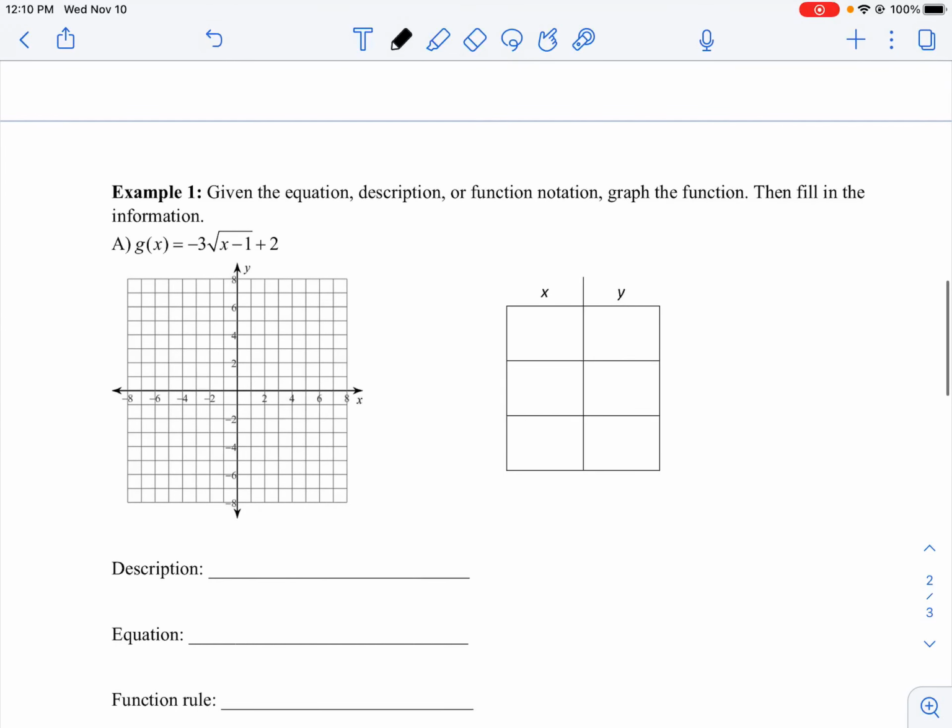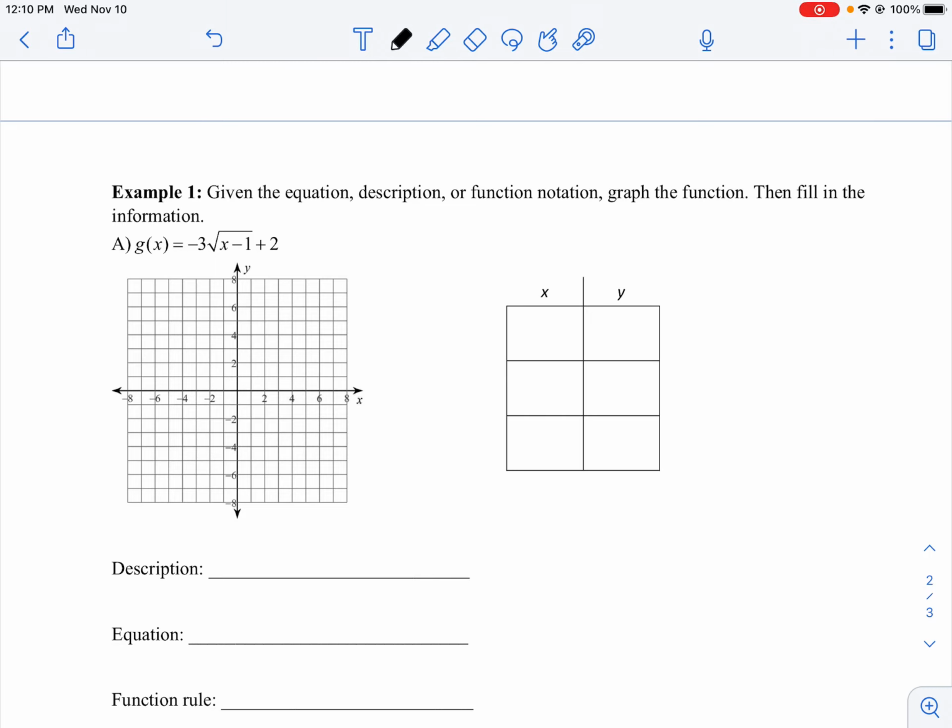Alrighty, so welcome back. We're going to continue from where we left off. So all we're doing right now is just graphing. Let's get right into it. Given the equation, description, or function notation, graph the function. Then fill in the information.